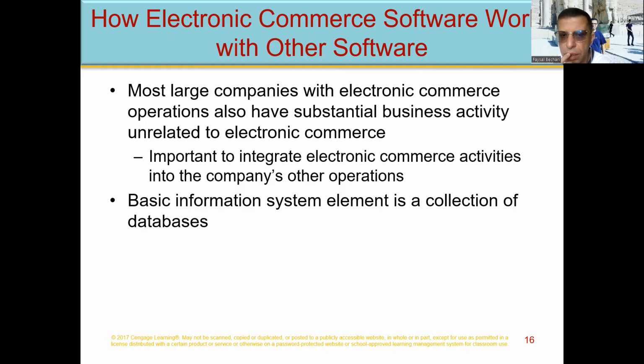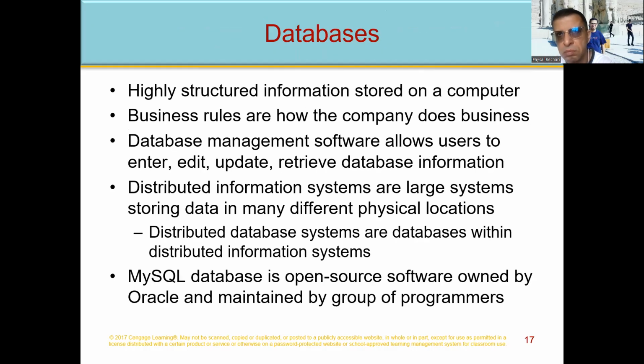like supply chain management. The basic information system element is a collection of databases. So they store it in the database. We saw the video for the database. What's a database? It's highly structured information stored on a computer, server, whatever. Business rules are how the company does business.